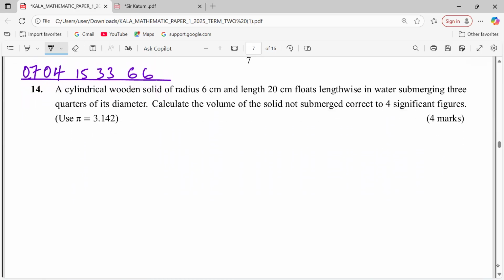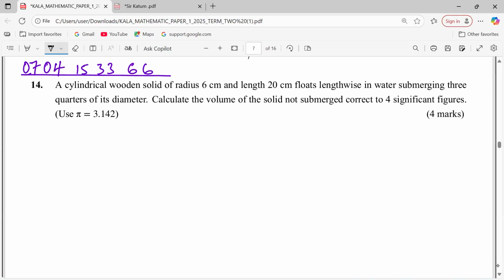Number 14. A cylindrical wooden solid of radius 6 centimeters in length, 20 floats lengthwise in water, submerging 3/4 of its diameter. Calculate the volume of the solid not submerged, correct to 4 significant figures. Not submerged. Mark the word not submerged. Therefore, we are having a figure like this.